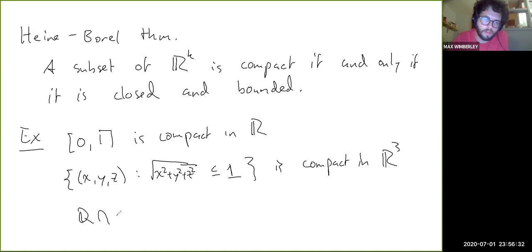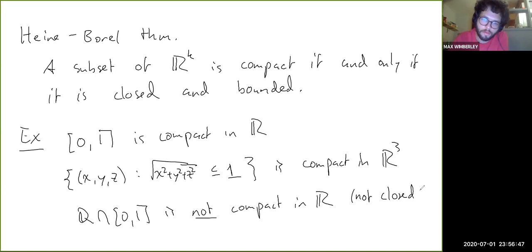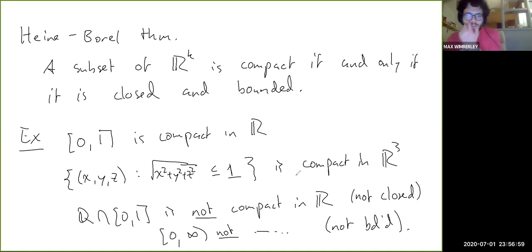Q intersect [0, 1] is not compact in R because it's not closed. And something like [0, infinity) is not compact in R because it's not bounded, right? So these are just some examples of compact and non-compact sets. It's really easy to tell when a set is compact if you know the Heine-Borel theorem, right? So you don't have to really think about covers and stuff. If you're just trying to tell whether a set is compact, you can use the Heine-Borel theorem.